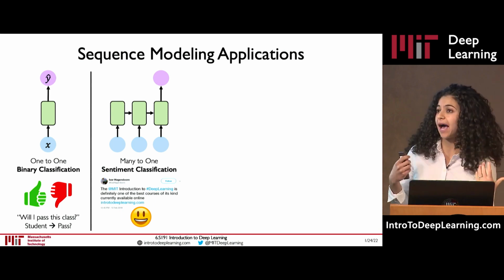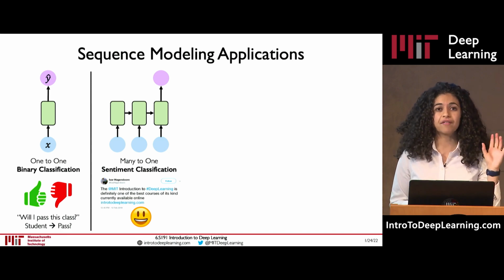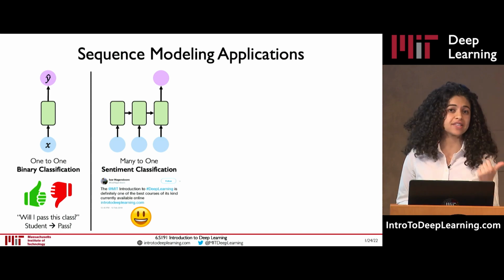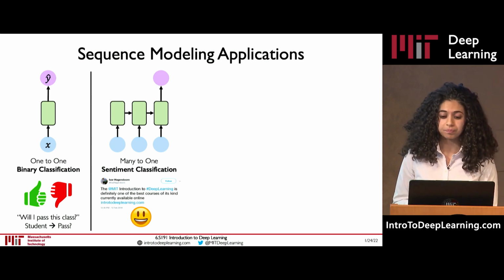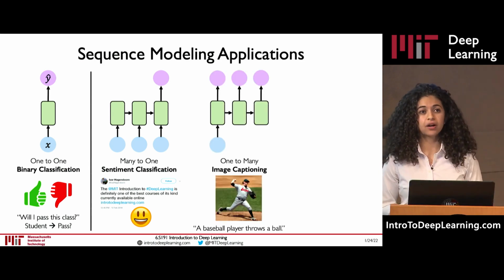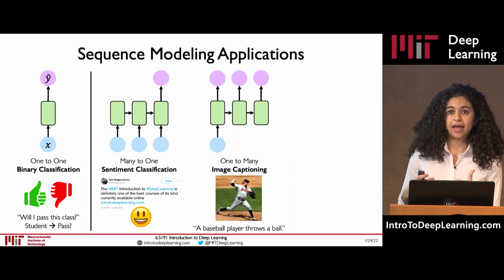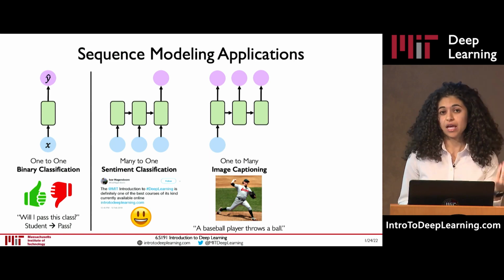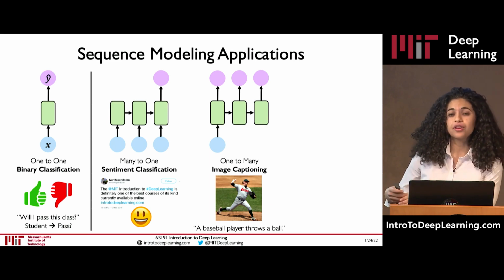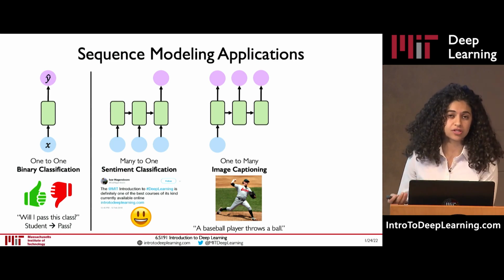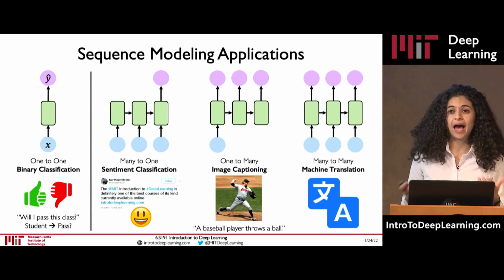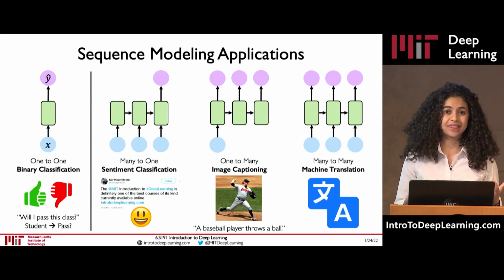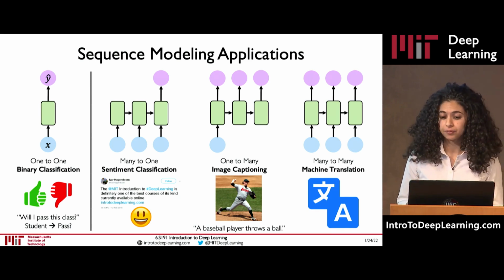So let's consider one example, where we have a natural language processing task, where we have a tweet, and we want to classify the emotion or the sentiment associated with that tweet, mapping a sequence of words to a positive or negative label. We can also have a case where our input initially may not have a time dimension. So for example, we have this image of a baseball player throwing a ball. But instead, the output that we want to generate has a temporal or sequential component, where we now want to caption that image with some associated text. And finally, we can have a case where we have a sequential input and we want to map it to a sequential output. For example, in the case of translating text from one language to another.